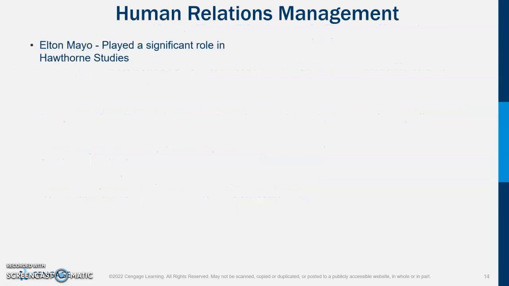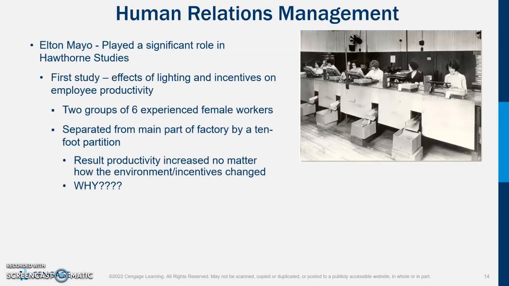Elton Hawthorne did some pretty cool studies. His first study looked at the effects of lighting and incentives on employee productivity. So they took two groups of 6 experienced female workers and separated them from the main part of the factory by a 10-foot partition. And no matter what they did, no matter how they changed the lighting or what incentives they gave, their productivity increased.